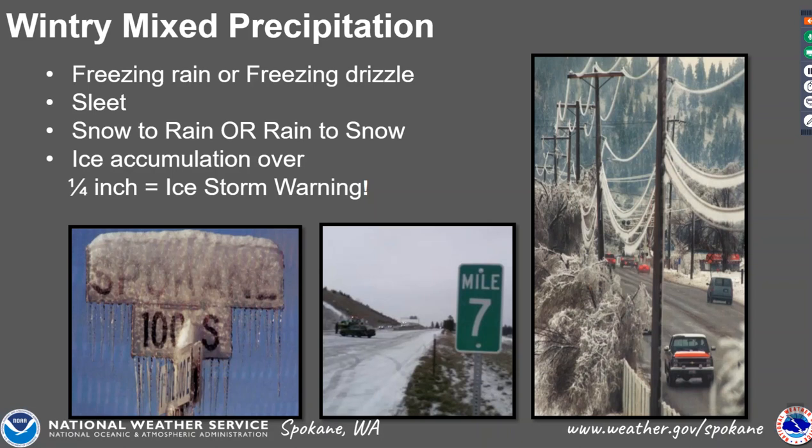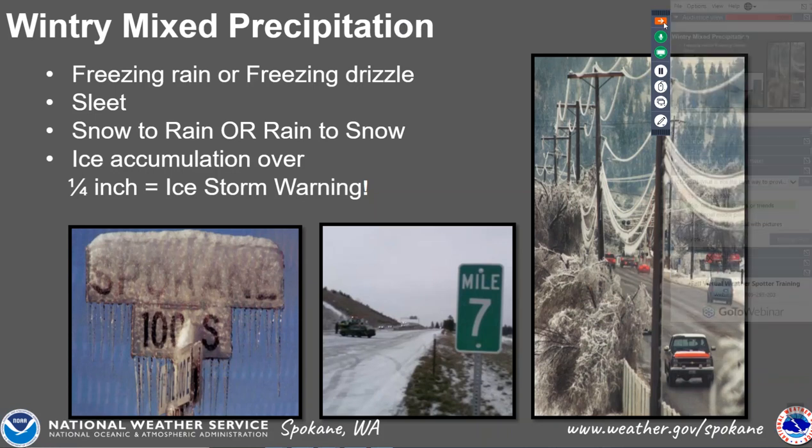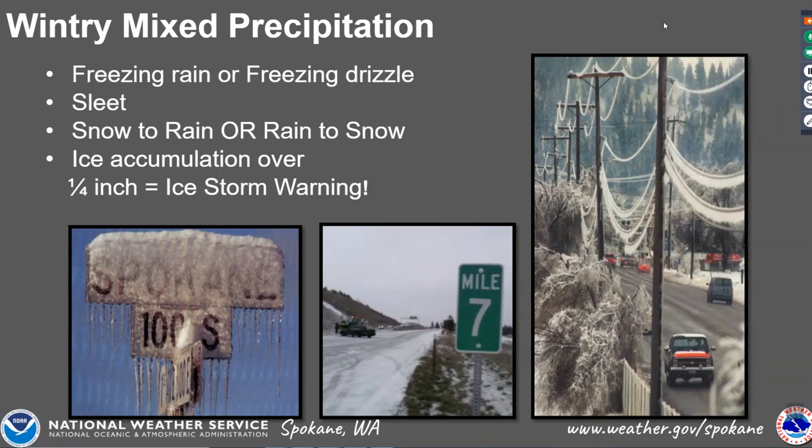We also see wintry mixed precipitation across our area. The big one is freezing rain or freezing drizzle. The pictures on the right and the left, for those of you who've lived here for 20 plus years, are from the Ice Storm, which occurred in November of 1996. But we also see sleet, rain to snow, or snow to rain. So we're interested in ice accumulation. Anything over a quarter of an inch would be an ice storm warning.